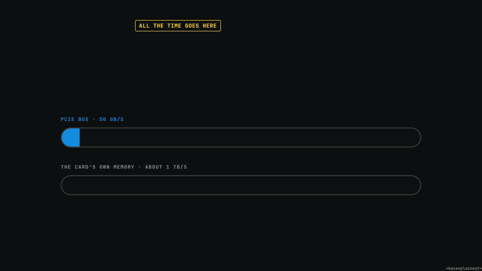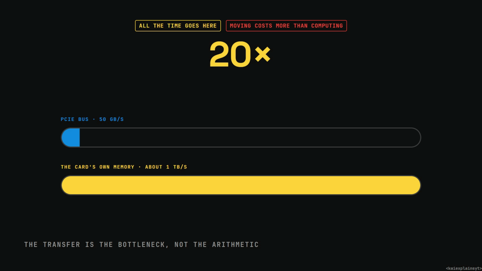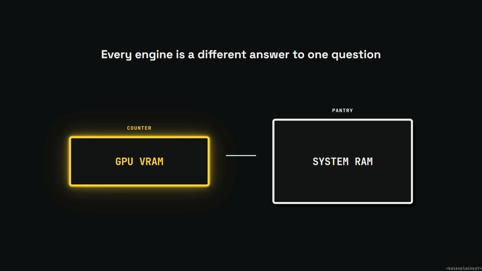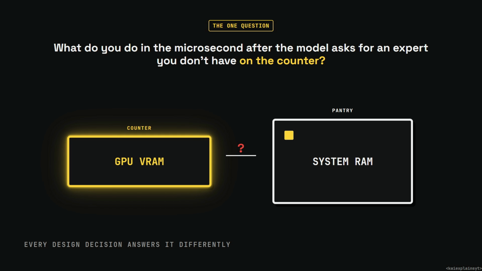It's a transfer over PCIe, the bus between system RAM and your card, and on a good desktop, it runs at around 50 gigabytes per second, which sounds fast until you notice the card's own memory runs about 20 times quicker. Moving the data costs more than doing the arithmetic on it. So every design decision in every one of these engines is really a different answer to one question. What do you do in the microsecond after the model asks for an expert you don't have on the counter?